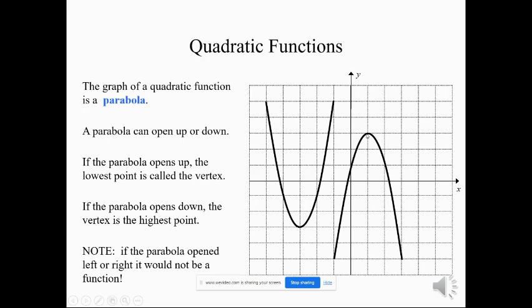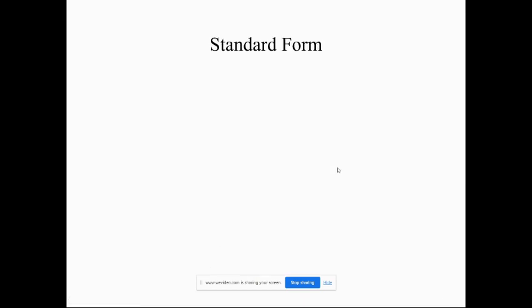So our vertex is down here. It's basically the point at which the curve turns, and then our vertex would be here if the parabola opened down. So this one opens up, this one opens down. If the parabola opens upwards, we have a minimum value because that's the lowest point. If it opens downwards, we have a maximum value because that's the highest point.